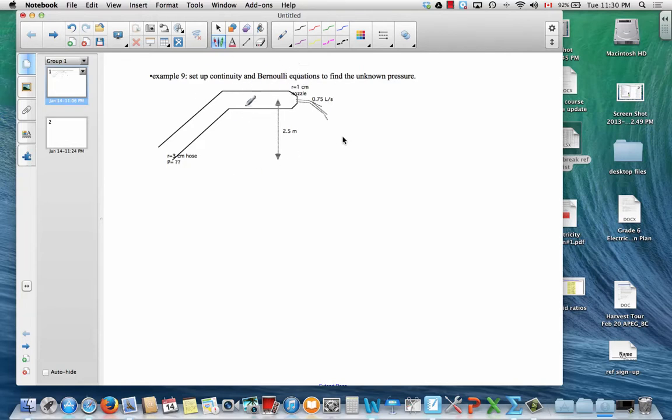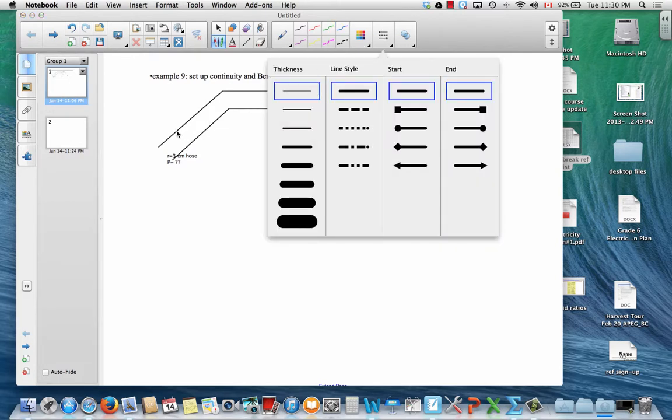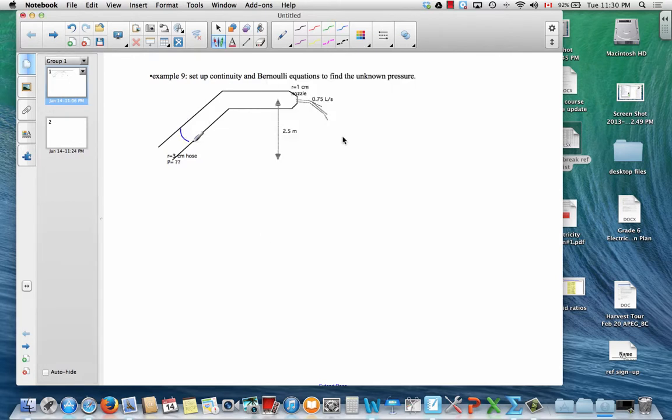Okay, so we're asked to set up continuity and Bernoulli equations for this problem here. So we see there's a hose, 3 centimeter radius, circular cross section here, and then a 1 centimeter nozzle at the end. So we'll apply the continuity equation, and that's going to say the volume rate of flow, which is the ratio of volume to time, is cross-sectional area times speed in the hose, is cross-sectional area times speed at the nozzle.